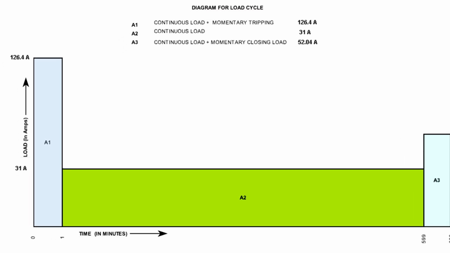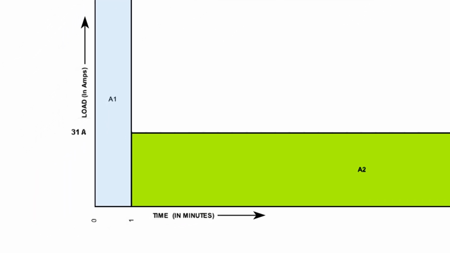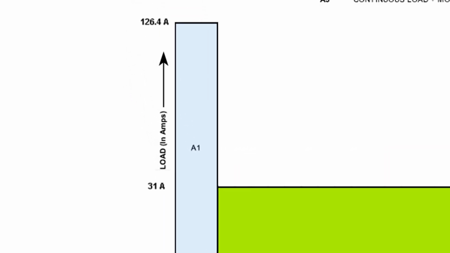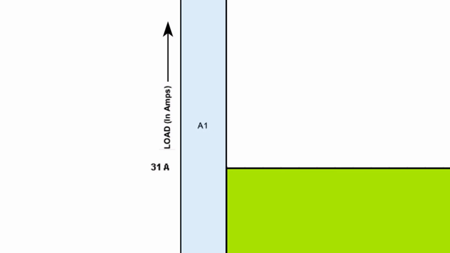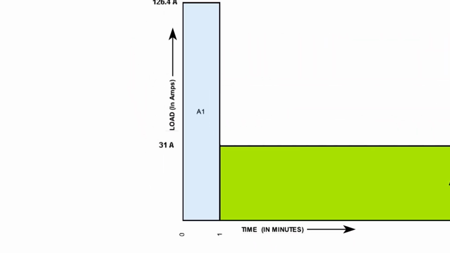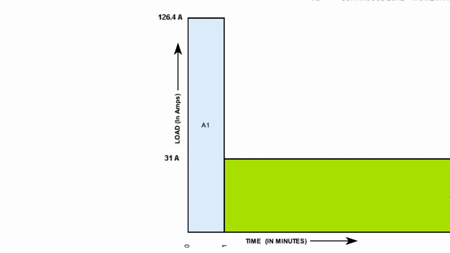Now, we will draw the load cycle diagram. It means a diagram for the load cycle. First, we will consider 0 to 1 minute, and the vertical axis is the load current in amperes, and the horizontal axis is the time in minutes. Now, from 0 to 1 minute, we will draw the bar with the amplitude of the current of initial momentary tripping of all 220 kilovolt circuit breakers, along with the continuous load. The continuous load overlaps all the time zones from 0 to 600 minutes.